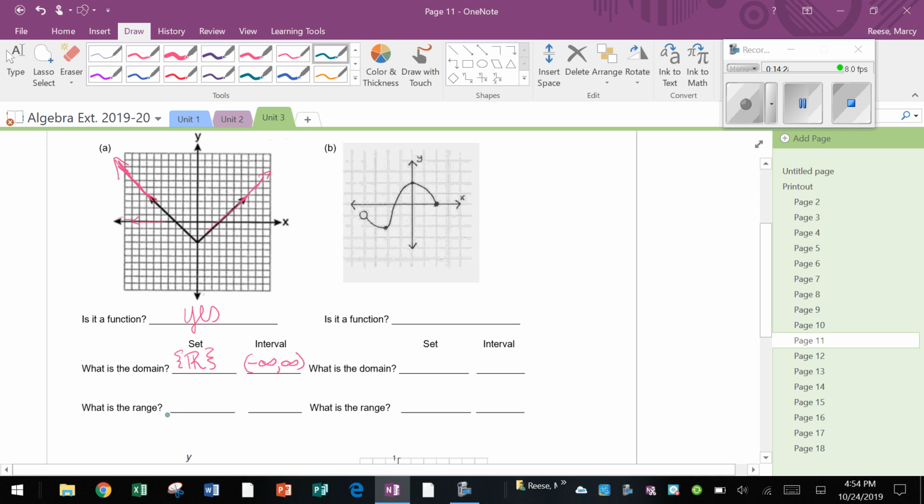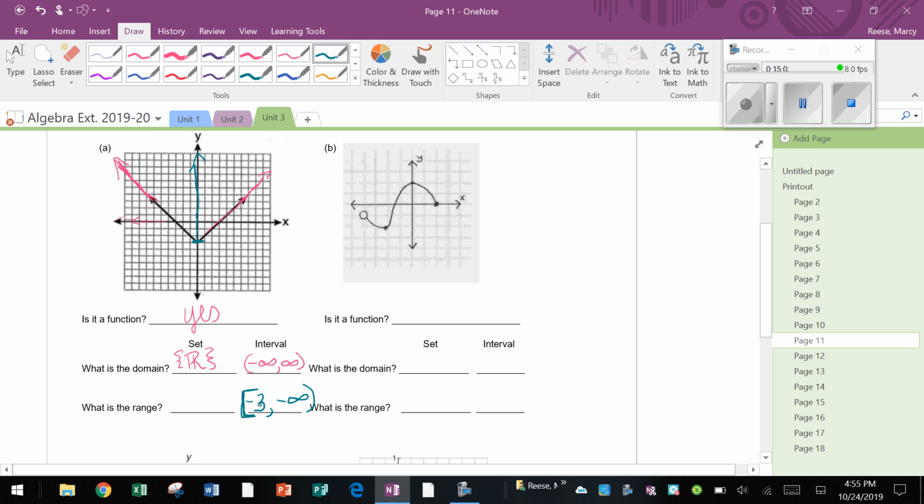As far as the range goes, remember, down to up. So the lowest point it goes down to is -3. And then does it go up forever? I know it's going left and right, but as it's going left and right, isn't it going up forever and ever? Sure is. So we're going to do -3 to infinity. We're going to include -3, remember, because there's a point at -3.